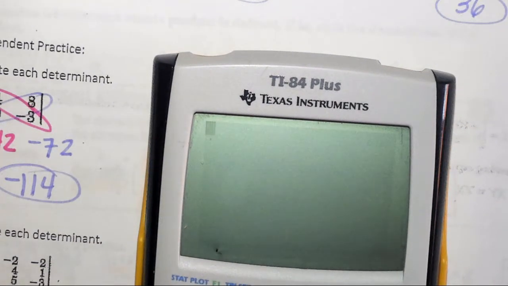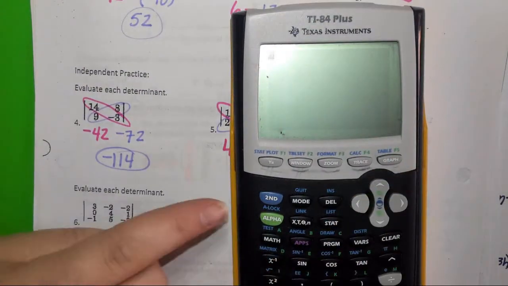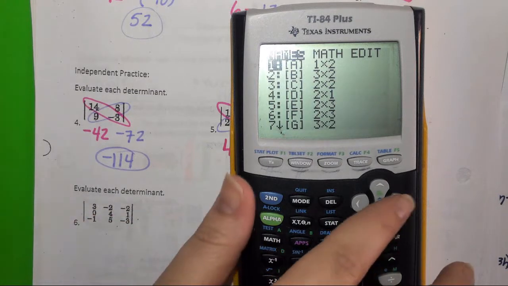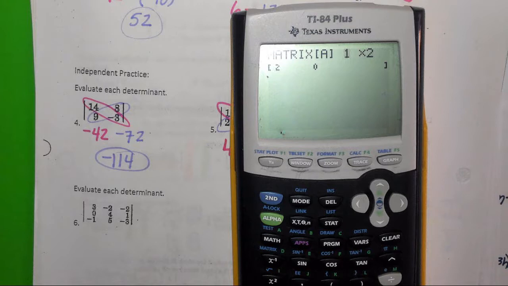So go on as always, second matrix. I'm going to edit matrix A. I'm going to type in number 4. So I need a 2x2. My entries are 14, 8, 9, negative 3. Is there anyone confused to here?